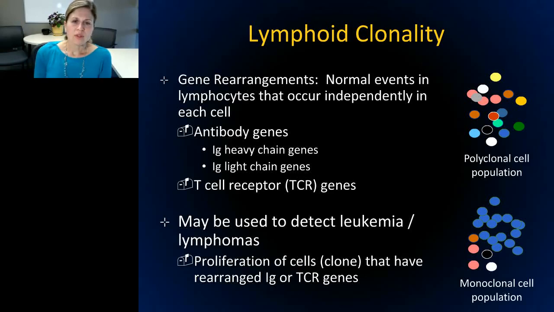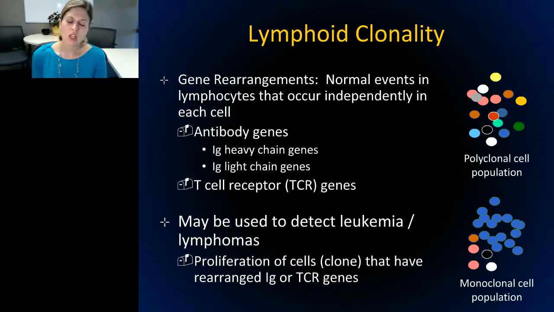So lymphoid clonality refers to the presence of a hematologic disorder, or some people may refer to a lymph node as being a solid tumor as well. It depends on who you're talking to. The hematologists tend to think of all of these things circulating, and so they're going to be hematologic disorders. What is a normal event in lymphocytes is this gene rearrangement, and this is a very, very good thing to have take place, because that allows for diversity of our immunoglobulin genes and T-cell receptor genes so that we can fight off infection.